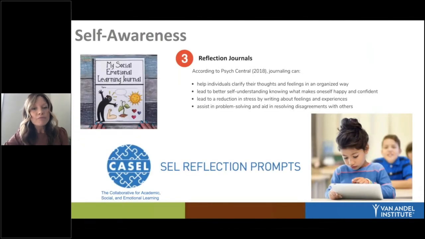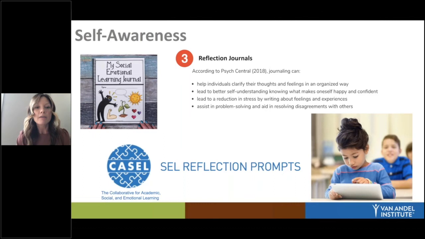This next strategy, reflection journals. Now, we all know the power in getting kids to reflect, whether it's reflecting on an academic task they completed, or on a behavior, or having an emotional response to something. So we know the power there, but here are a few ways to help you understand the importance. It helps individuals clarify their thoughts and feelings in an organized way because they're writing it down and it's how it's coming out to them on the paper, which is important for us as teachers to look back and learn upon.